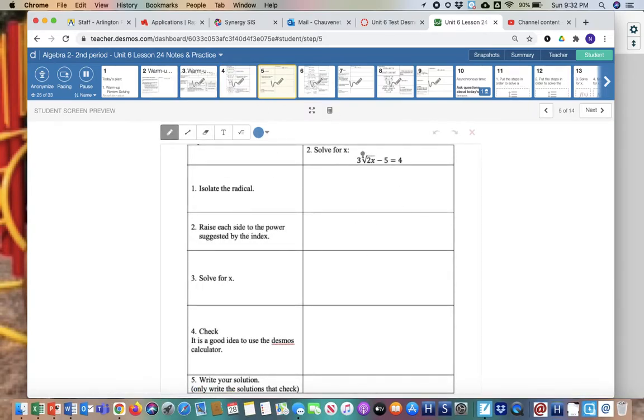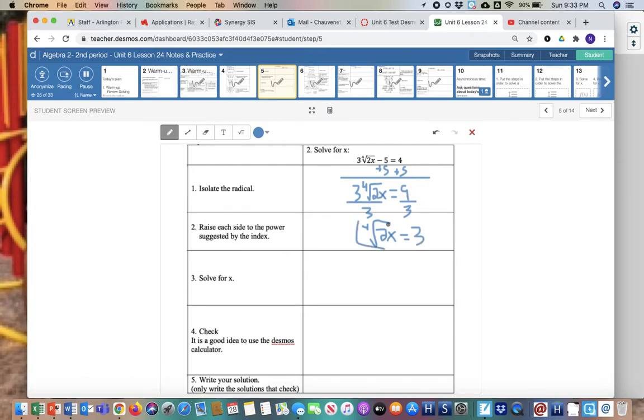So isolate the radical. I see the fourth root of 2x. I need to get that alone. So to cancel the negative 5, I'm going to add 5 to both sides. So when I do that, I get 3 times the fourth root of 2x equals 4 plus 5. 4 plus 5 is 9, divided by 3, divided by 3. That gets me to the fourth root of 2x equals, well, 9 divided by 3 is 3.